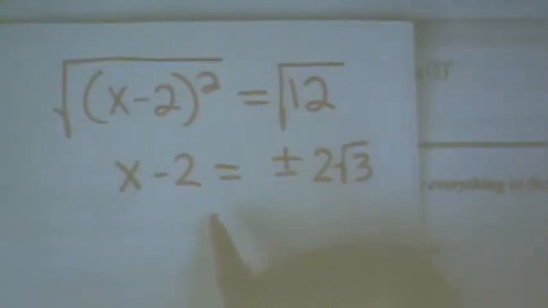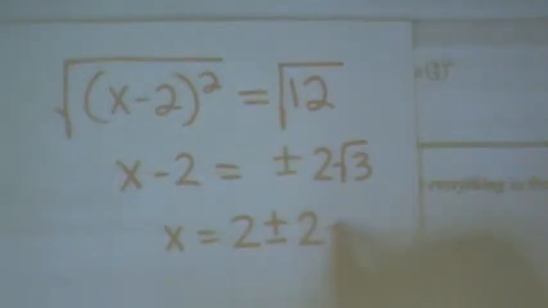And then what about if it looks something like this? X minus 2 squared equals 12. What would you do? Square root both sides. And then what? X minus 2 equals plus or minus. How do you simplify square root of 12? 2 square root 3. Good. And then what? Add 2. Good job. You get 2 plus or minus 2 root 3.